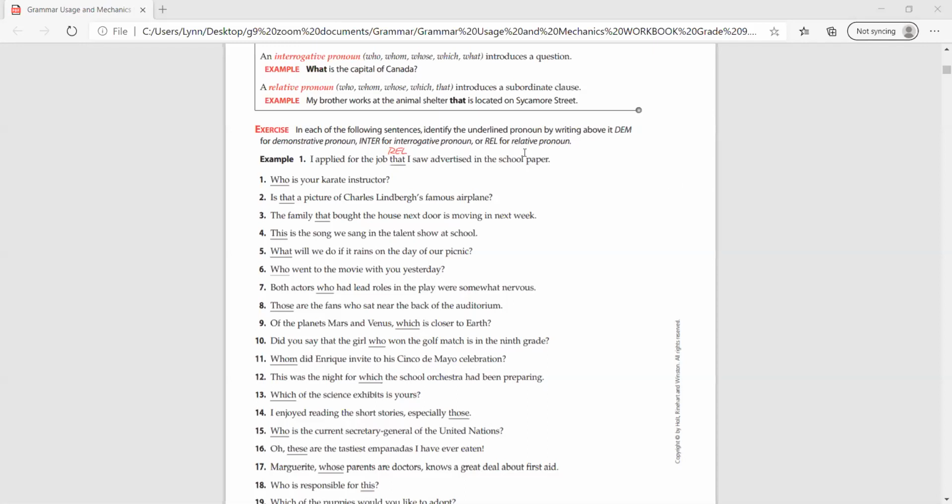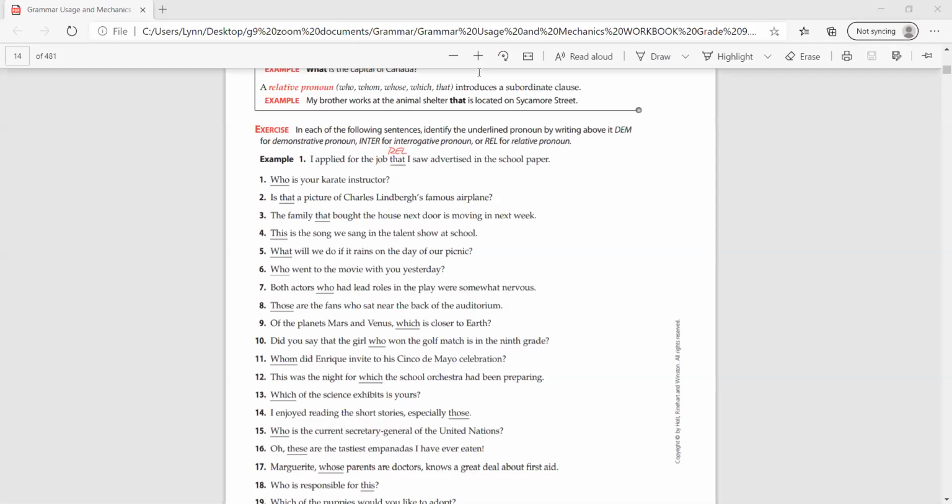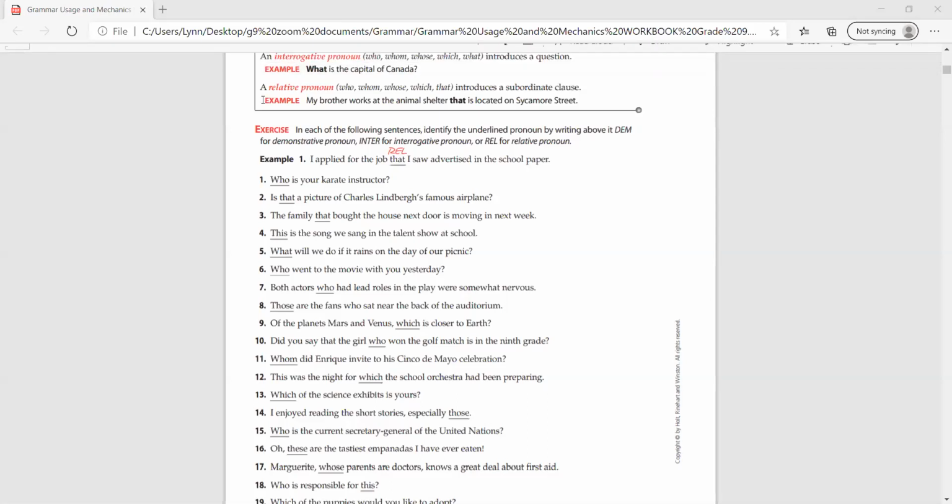Okay. One, who will be interrogative pronoun? Yes. That will be demonstrative pronoun? Yes. Three, that demonstrative pronoun? All right, go back to three, read it again. Sorry, relative pronoun? Yes. Number four, this demonstrative pronoun. Yes. And five, interrogative pronoun. What? Yes. Any questions so far? No, thanks. Okay. All right, on the same page, Carrie Mann, I want you to answer the next five, please.